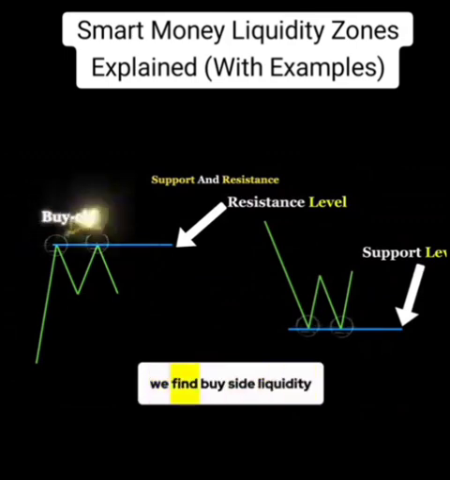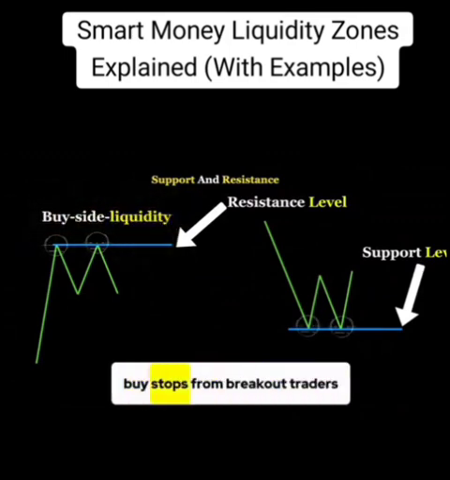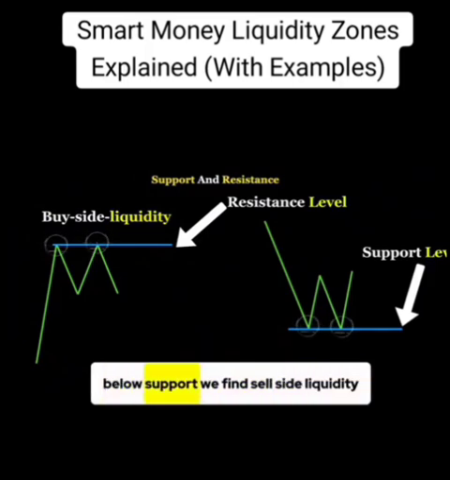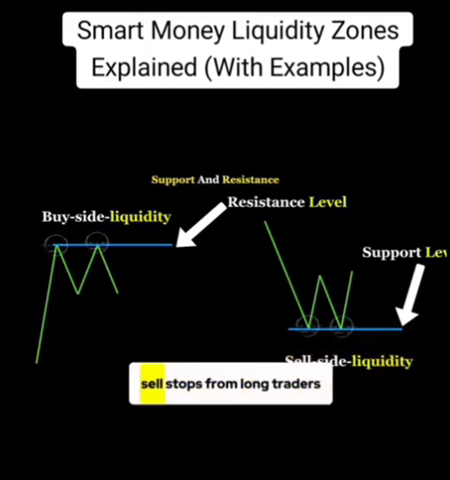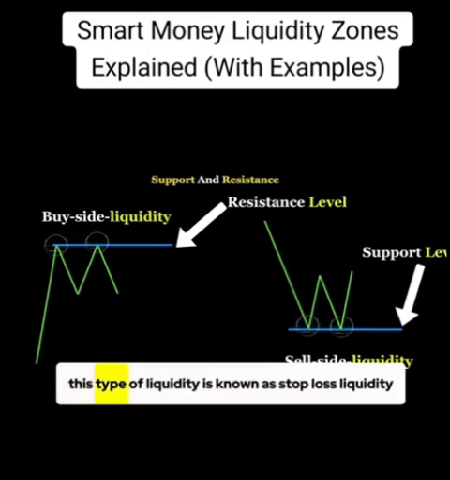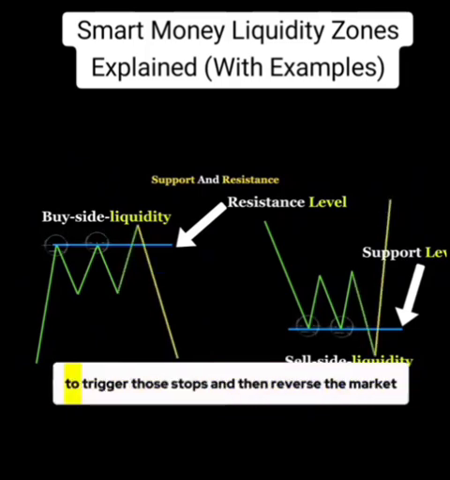Above resistance, we find buy-side liquidity, buy stops from breakout traders, and stop losses from short sellers. Below support, we find sell-side liquidity, sell stops from long traders, and breakout entries from sellers. This type of liquidity is known as stop-loss liquidity. It's the fuel smart money uses to enter or exit large positions. They drive price into these zones to trigger those stops and then reverse the market.